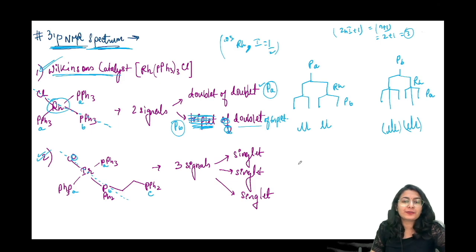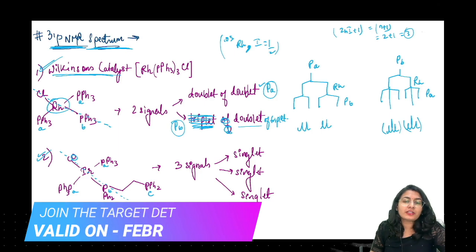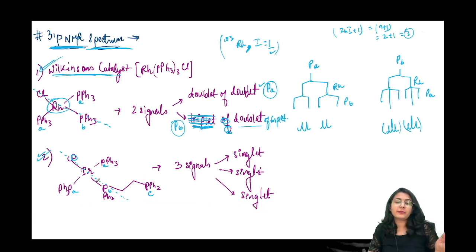So how are they going to split? First of all, the PA is going to give you one peak. PB gives you another peak. Iridium is not going to make it split. It's not mentioned here, so we will consider iridium inactive. So we are not splitting it. So PC you're getting a singlet because it's very far away from PB.